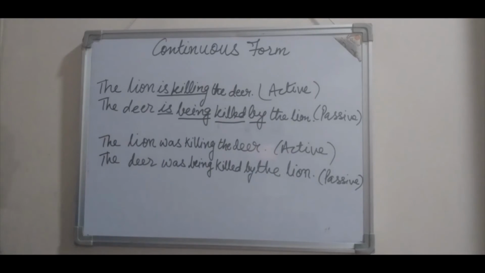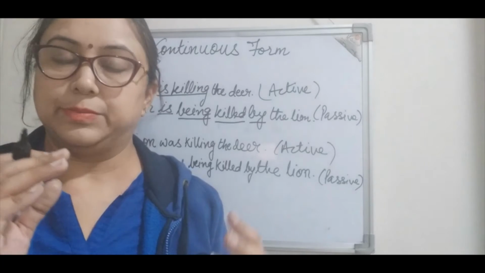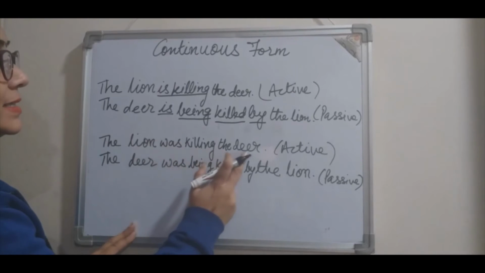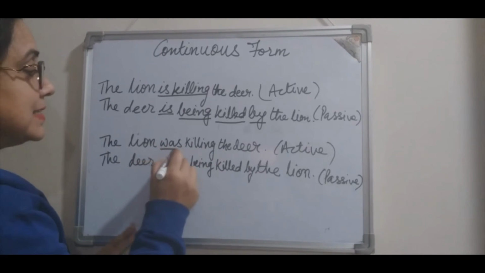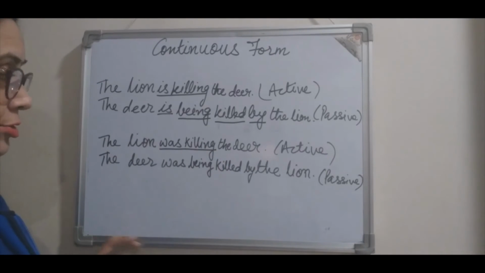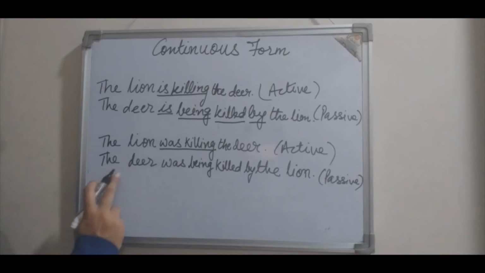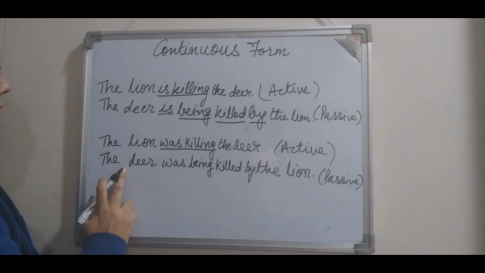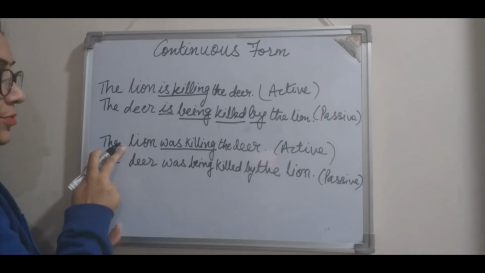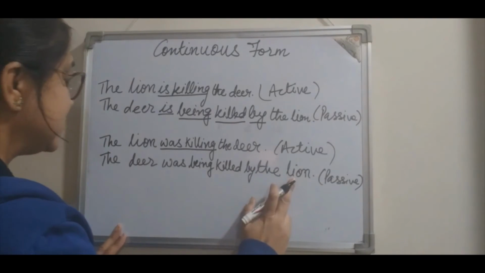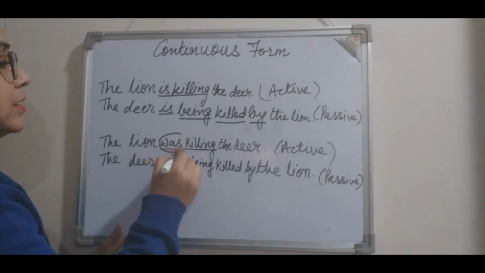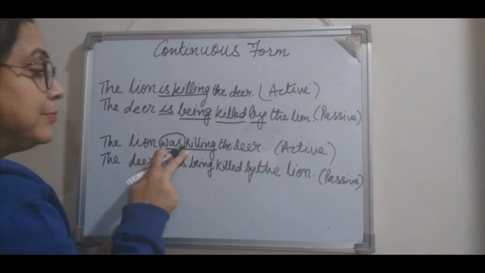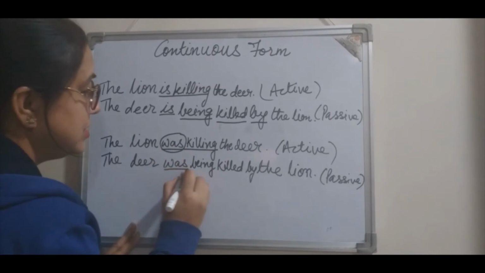Now the same sentence, when we change it into past continuous form, the lion was killing the deer. So here we see that the verb is in past continuous tense. So again, let's apply the rules. The deer, which is the object in active voice, becomes the subject, and the lion, which is the subject of active voice, becomes the object, right? And then the helping verb was, which is already there because the verb is in past continuous tense. So was is used here as well.